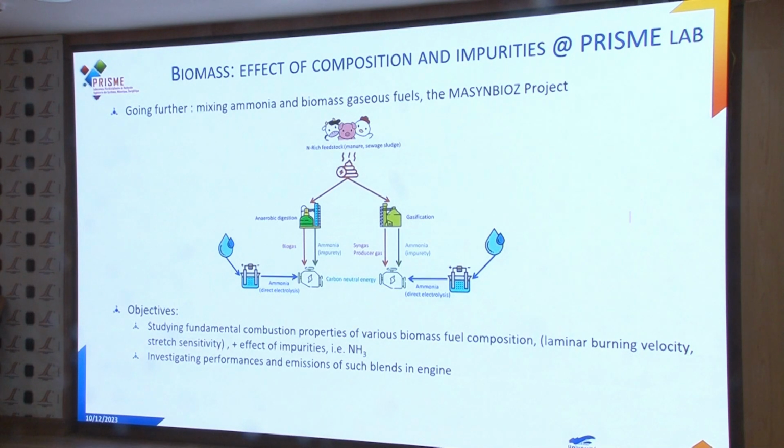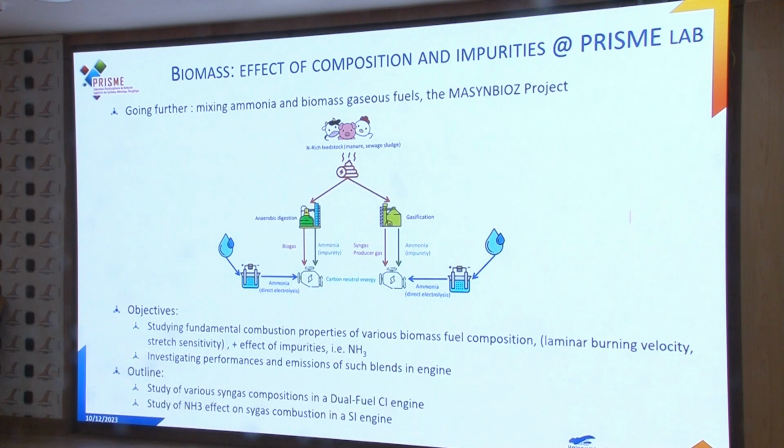So the objectives of the project were to study fundamental combustion properties of various biomass fuel composition, in terms of laminar burning velocity, stretch sensitivity, and the effect of impurities. I will not talk about that today. I will mainly focus about the engine operation, and for today I have two main parts. The first one is to study various syngas composition in a dual fuel compression ignition engine, and the second part will be a study about the ammonia effect on the syngas combustion in a spark ignition engine.